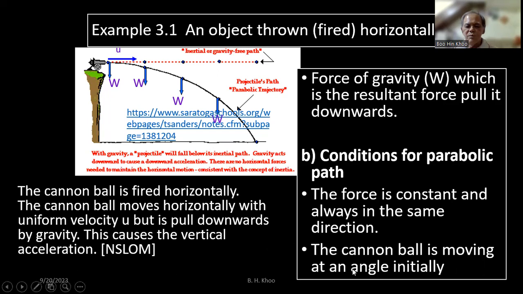The cannonball is moving at an angle to the weight. Right? It makes an angle to the initial motion of the cannonball. Sorry, the cannonball makes an angle with the weight. Right? Not vertical. It must be at an angle to the weight. It can be thrown upwards there. It can be thrown downwards there. It's still a parabolic path. So in this case, the downward force is the resultant force, which is the weight.